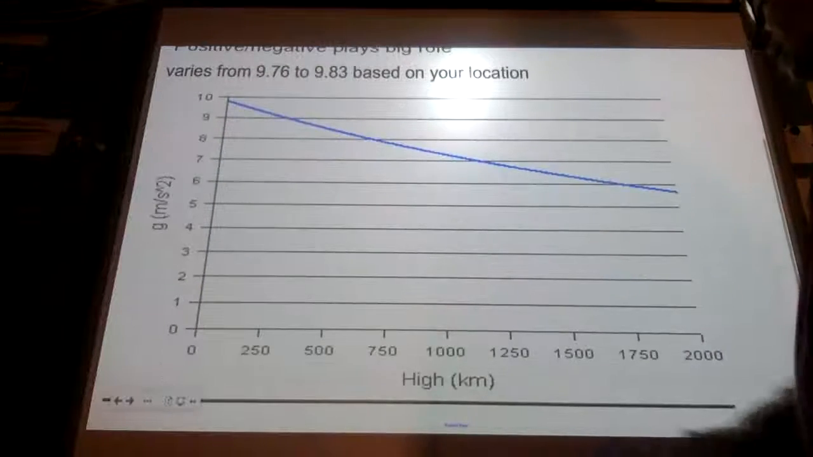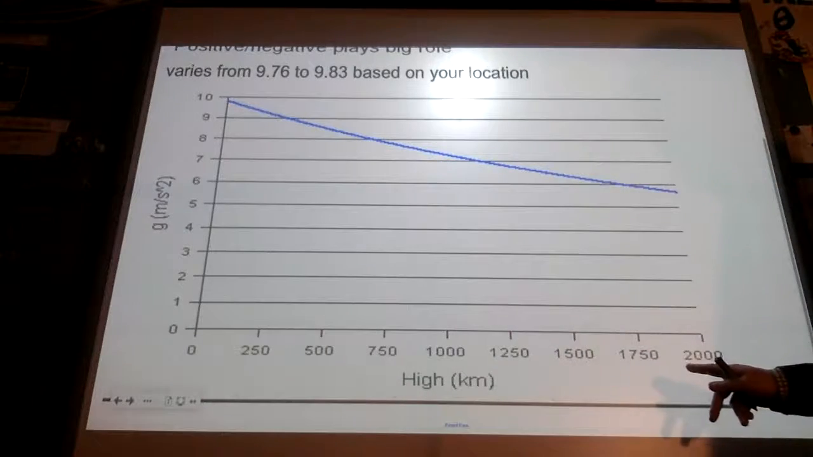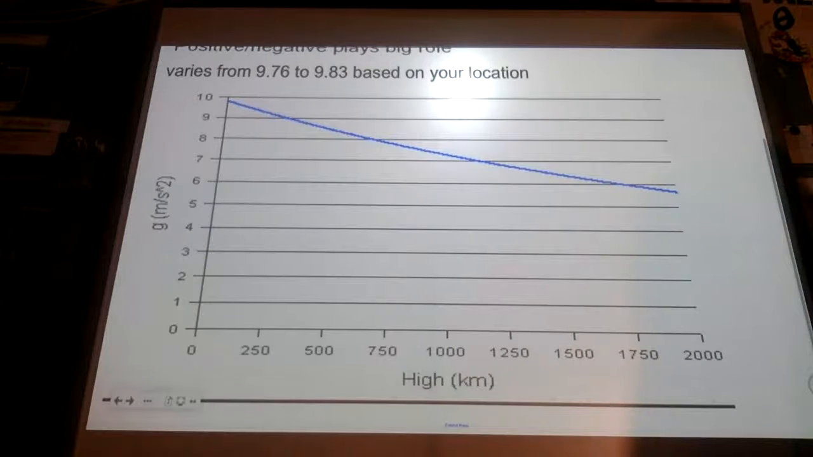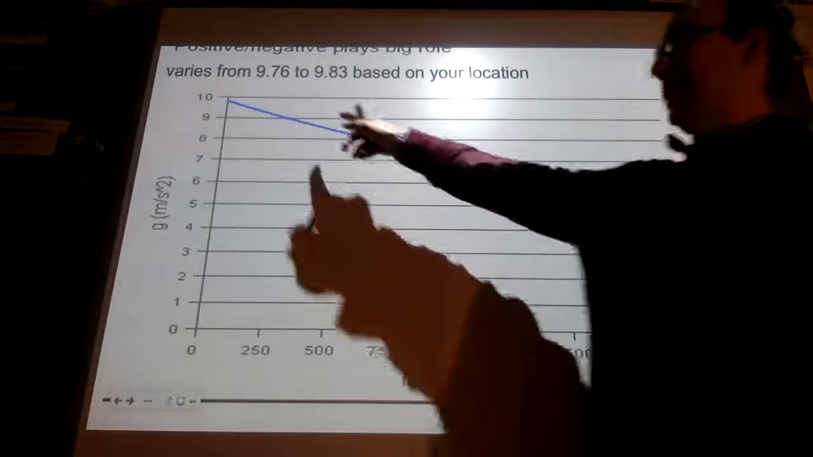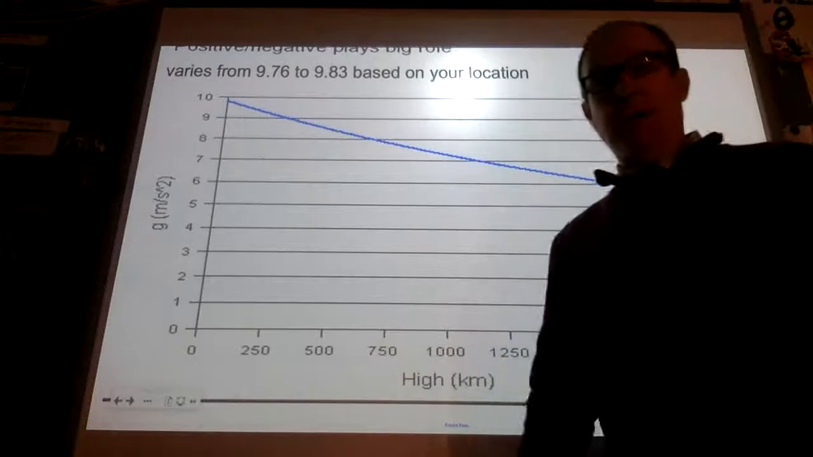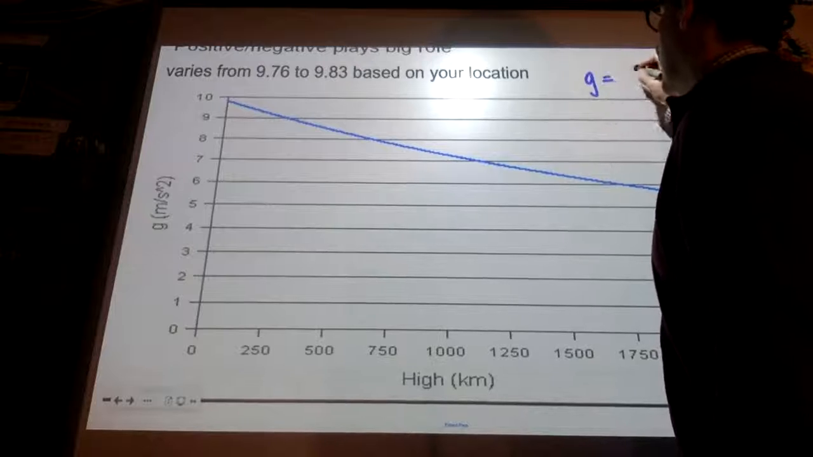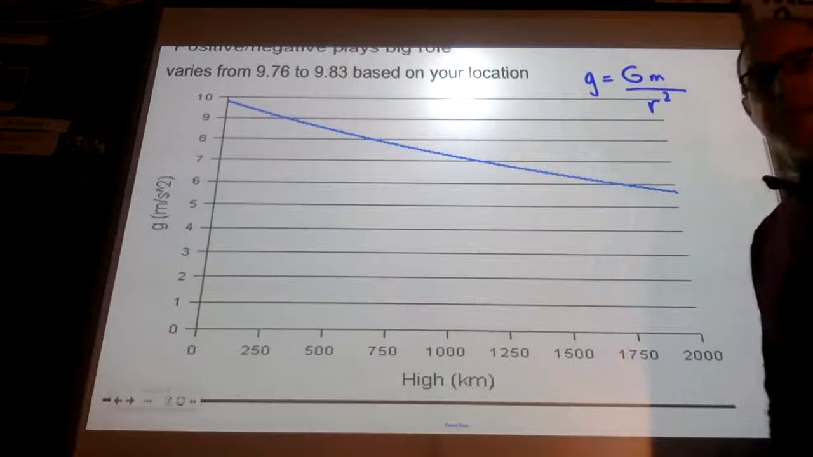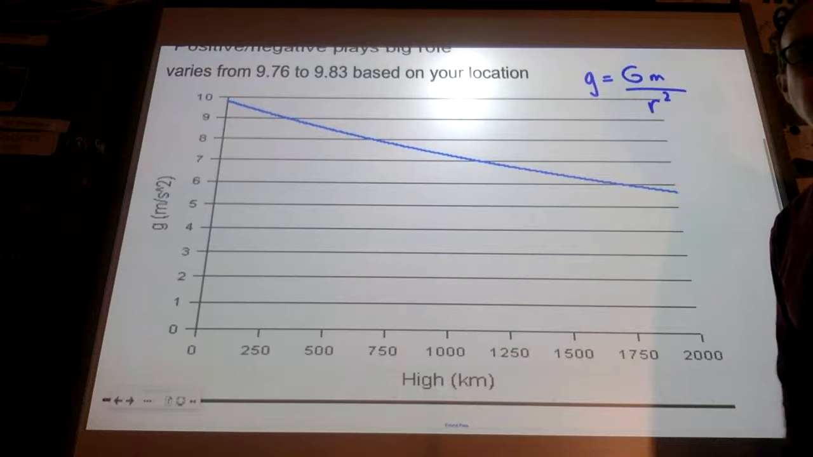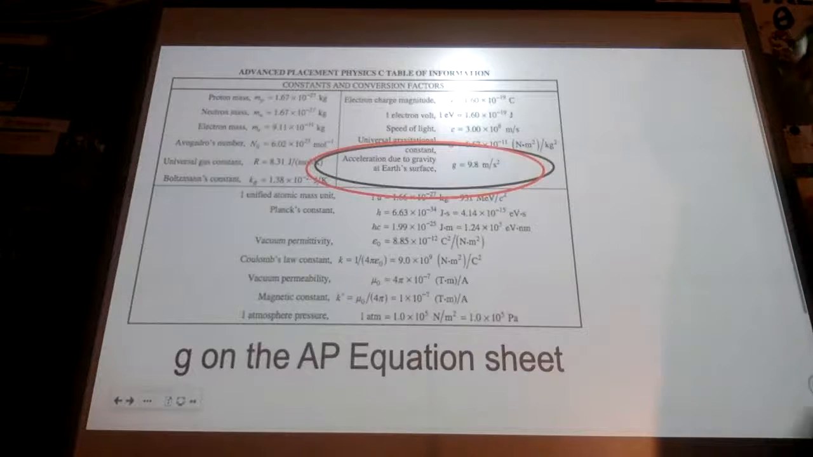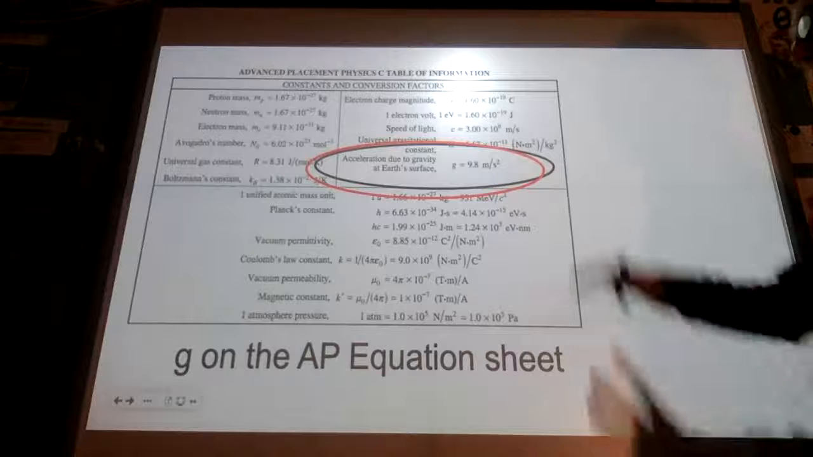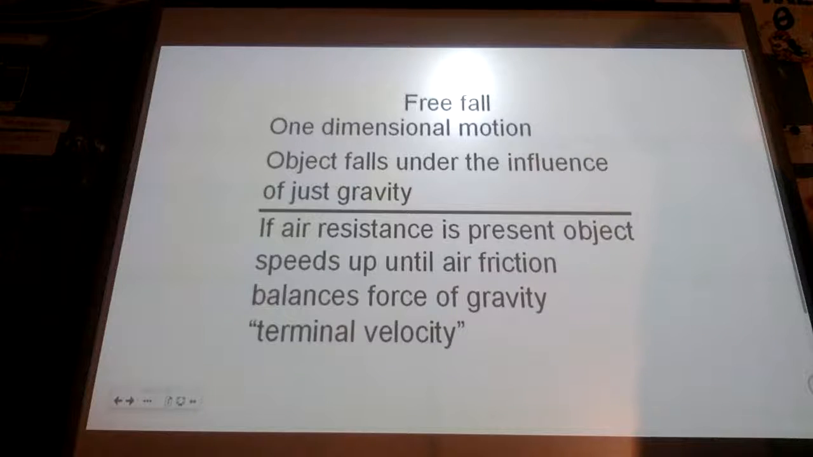All right, so as we leave the surface of the Earth, and this chart goes up in terms of kilometers, we can see that the acceleration will slowly decrease as we get far away. We can see that this is curved, and that is because our acceleration is inversely related to the radius squared, which would be the distance from the center of mass of Earth, which we can consider to be the center of it. All right, so on your equation sheet, here's our g is 9.8. This is what it looks like on the first page of yours.